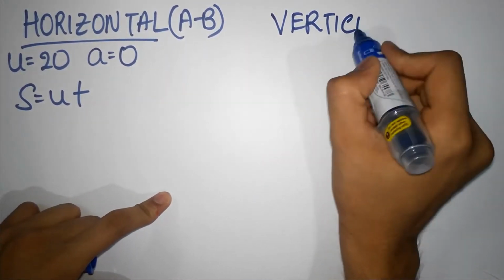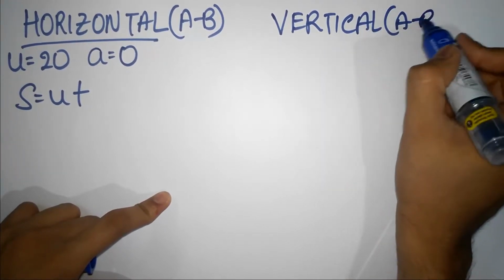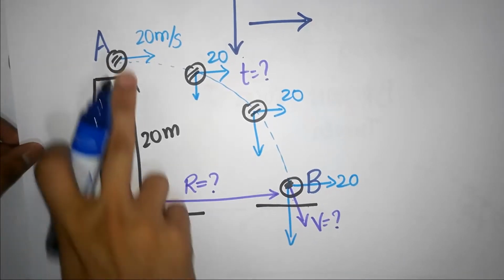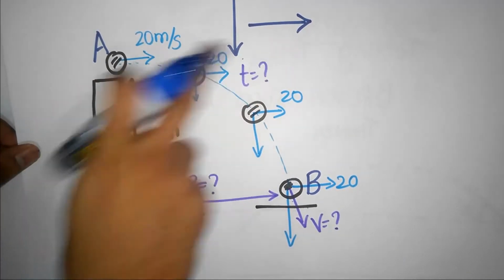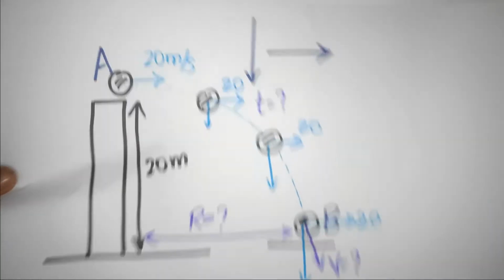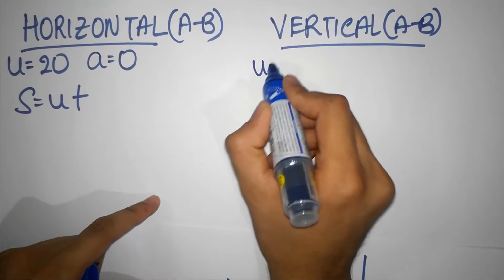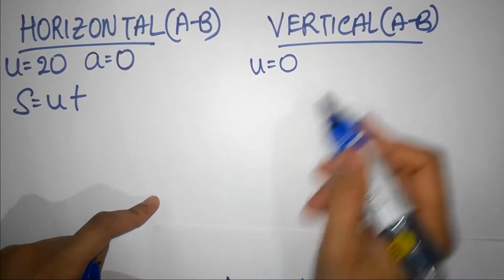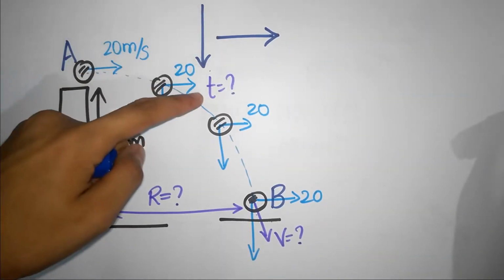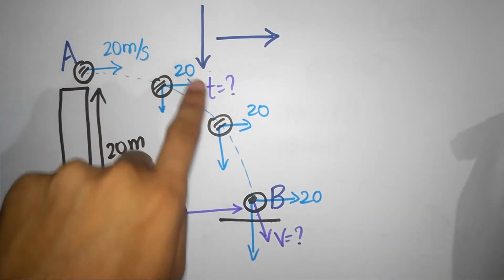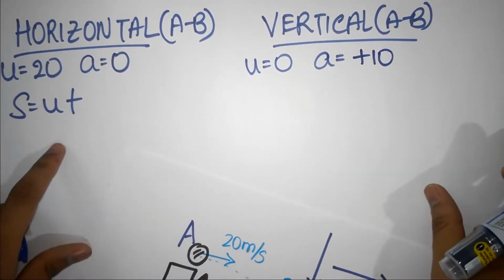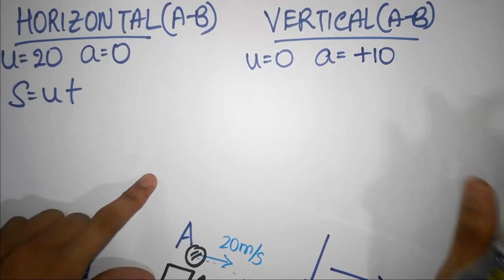So let's look at vertical, again from A to B. Well, what do we see in the vertical at A? Initial velocity was only along the horizontal, and this horizontal has no effect in this direction. Therefore, the initial vertical velocity is 0. What's the acceleration? Well, it's in free fall, so acceleration is downwards and it's positive because we have taken downwards positive. So acceleration is plus 10. Most of the time for free fall, I'm going to consider it to be 10.